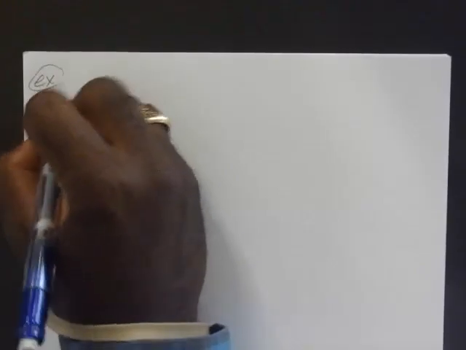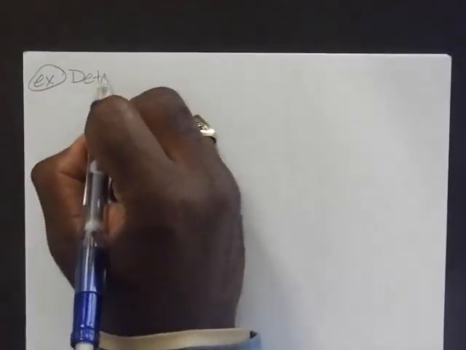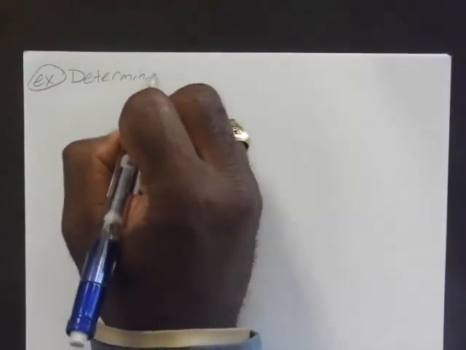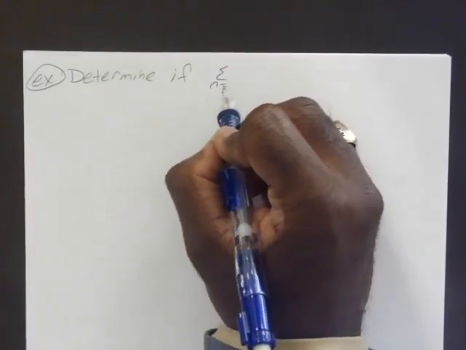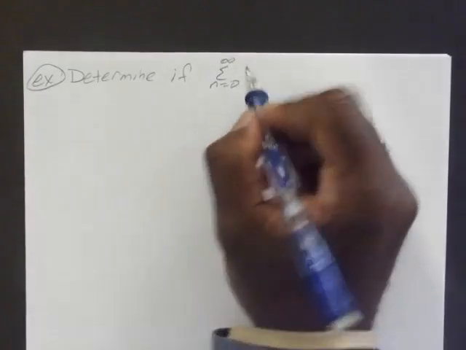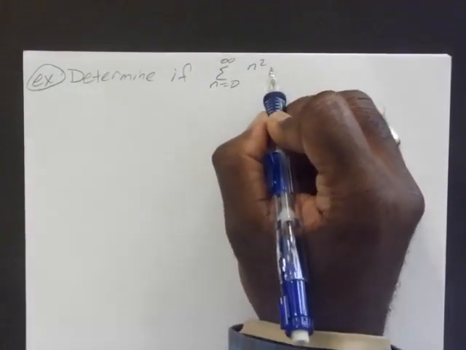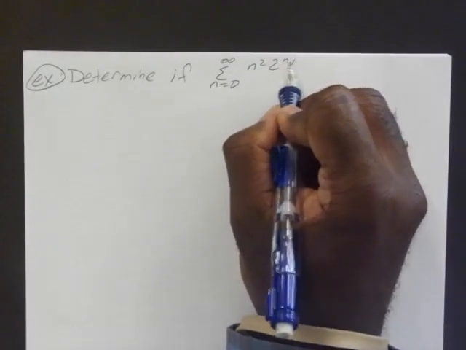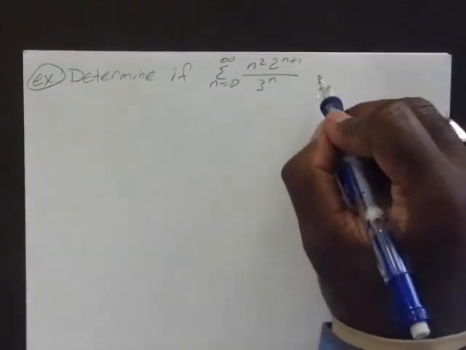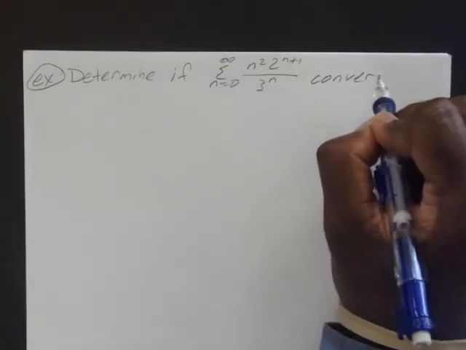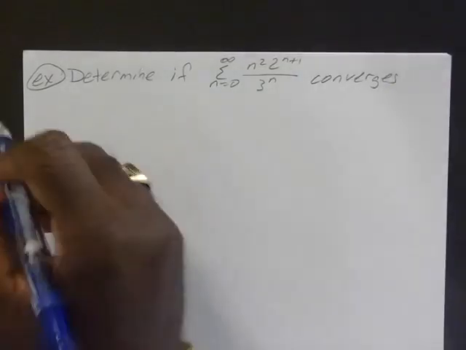Let's say if we wanted to determine if the sum from n equals 0 to infinity of n squared times 2 to the power of n plus 1 divided by 3 to the power of n converges or diverges.